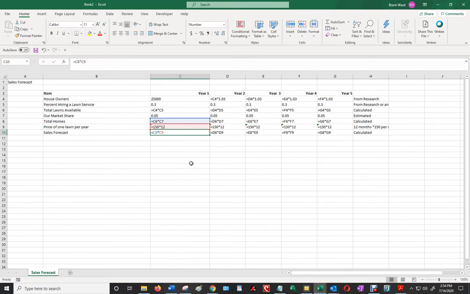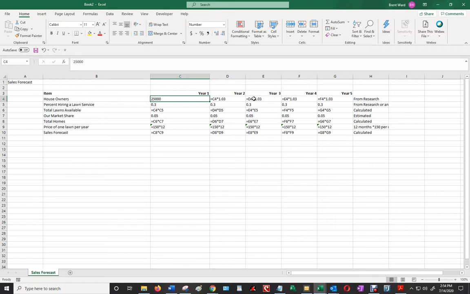So I'm going to show you the formulas here again. What I did was I started out again with the house owners, and I just assumed 25,000. You need to pick a city, preferably one in the southern states where you can have year-round cutting of grass. You can assume anything you want, but you want to have year-round cutting of grass.